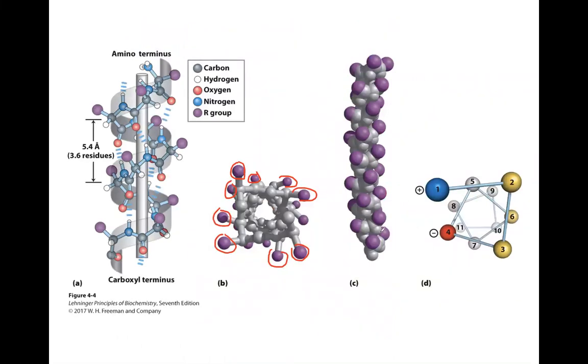All right, you can see that actually the inside of the alpha helix is quite packed, right? So not so much can get inside, and the side chains are on the outside.